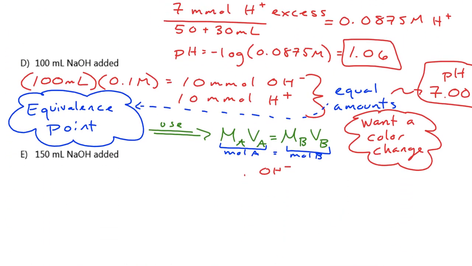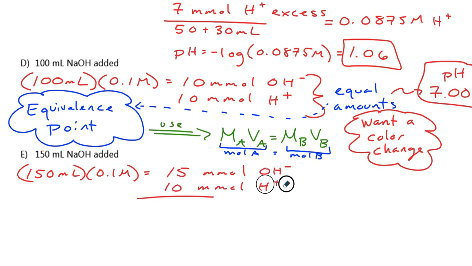All right, last one. So now you kind of have an idea what's about to happen. We're going to have more than we should for this. So now we have 15 millimoles, right? Well, we only have 10. So now I have 5 millimoles of OH in excess, right?